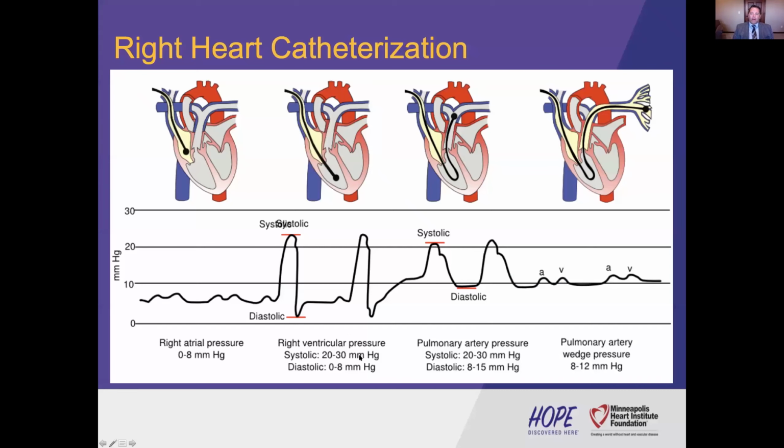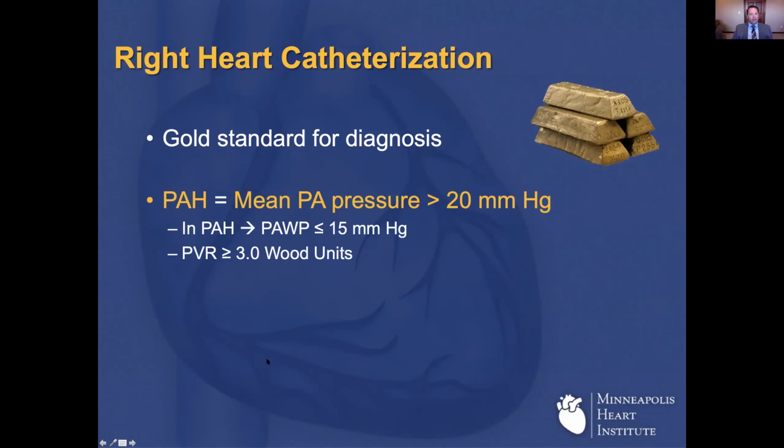However, right heart cath is really the gold standard, and the next test that we often do when we see elevated pressures. The new definition was recently updated last year, and now the mean PA pressure greater than 20 is the definition for pulmonary hypertension.